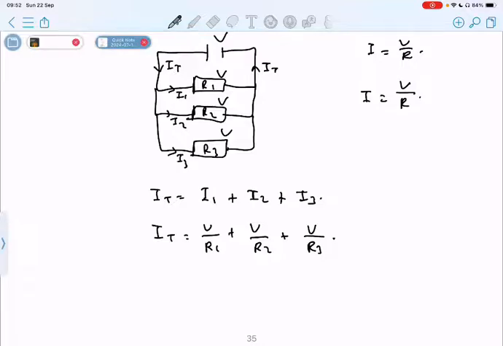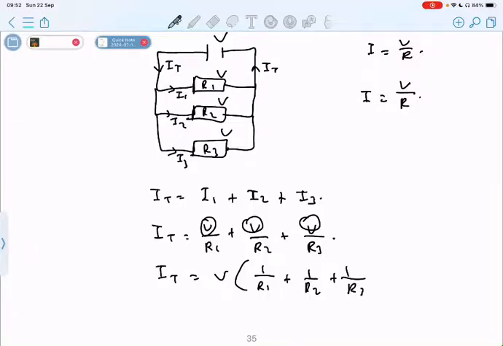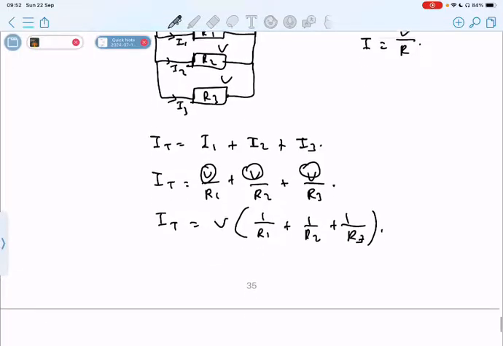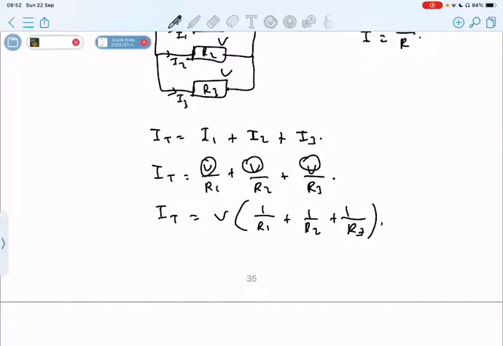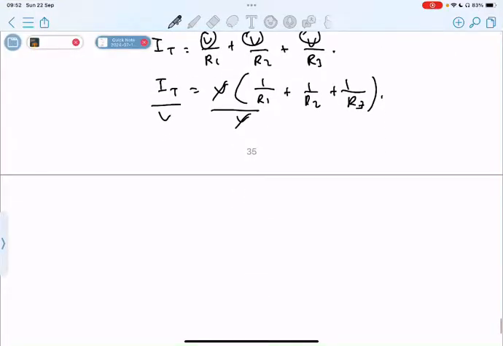Now, again, we will simply substitute. We will factorize V because it's common in all three terms, okay? So let's just factor it out. So V times 1 over R1 plus 1 over R2 plus 1 over R3, okay? And we will divide both sides by V, okay? V cancels. You are left with this.